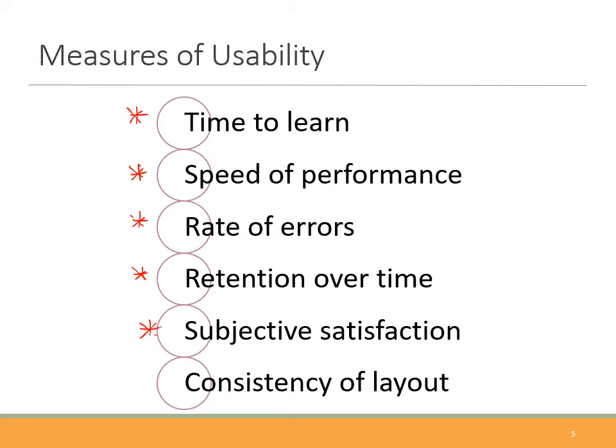The next one is subjective satisfaction. We use the term subjective here because user satisfaction is usually a little bit subjective, based on the opinion of the user, right? Whether the user likes it or not, whether the user thinks it is easy or not easy. So with this kind of measure, it is pretty much subjective. And the last one here is consistency of the layout of the design of the user interface, for example.